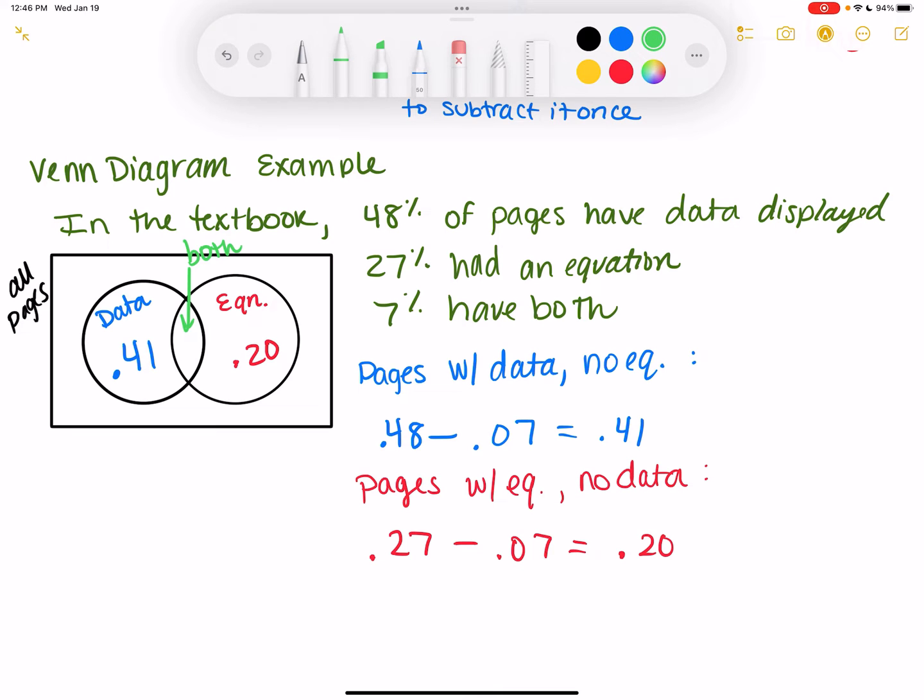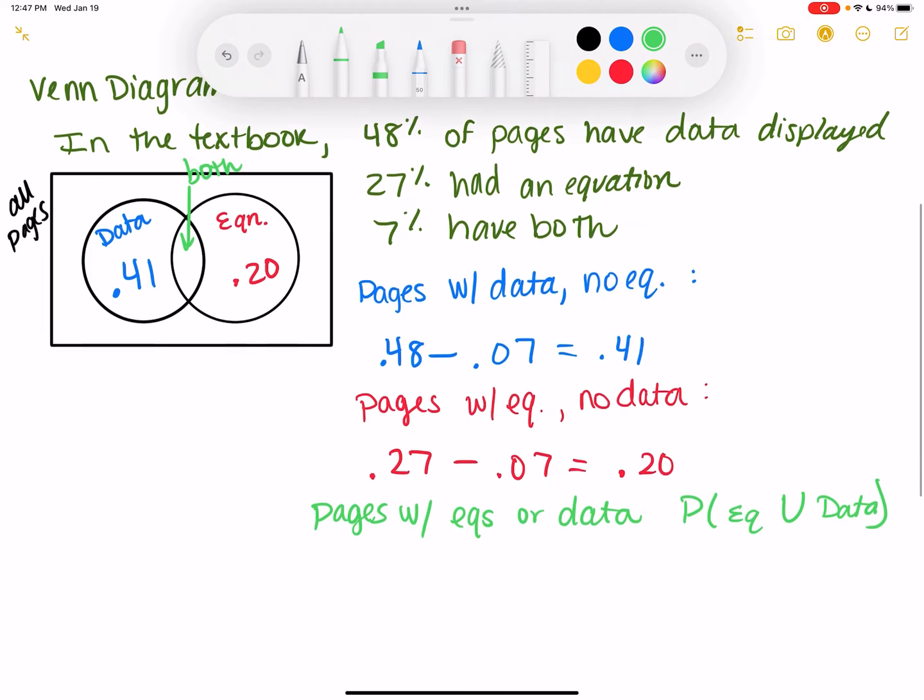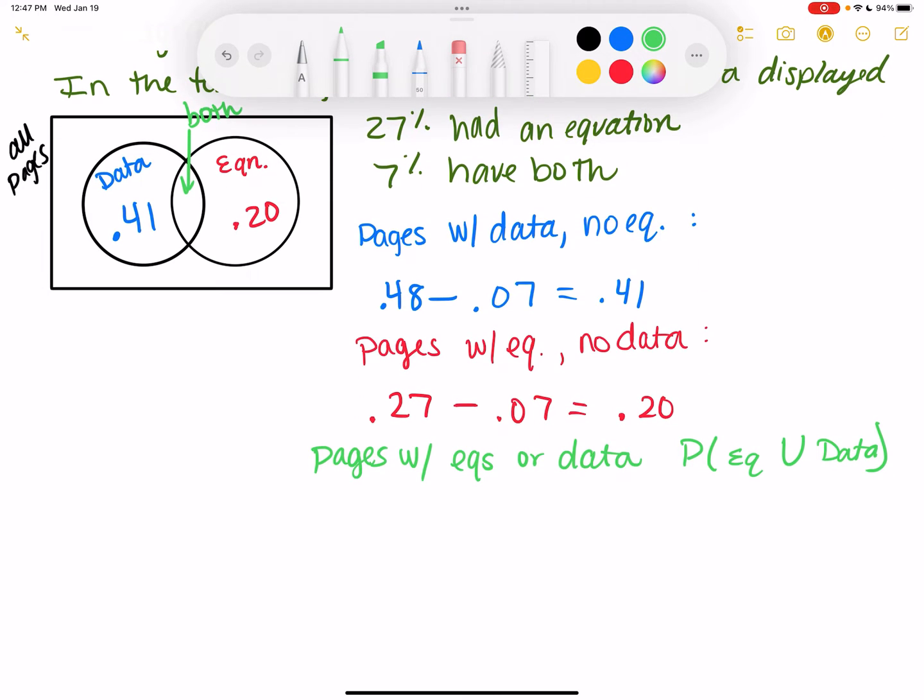So then pages with equations or data. So we're looking at the probability of equations union data. Since there's overlap, we've got to remove that. So it's going to be the probability of equations plus the probability of data minus the probability of both.